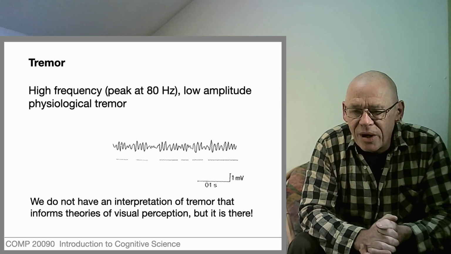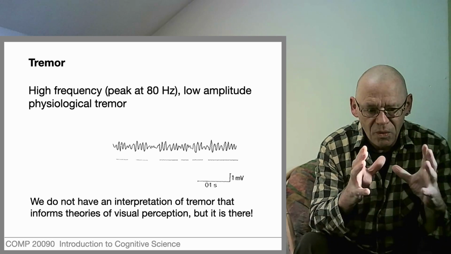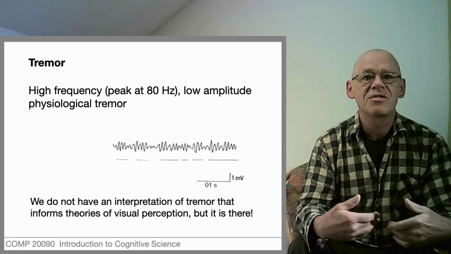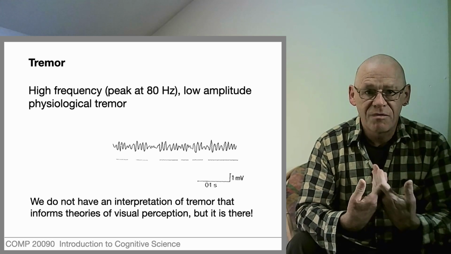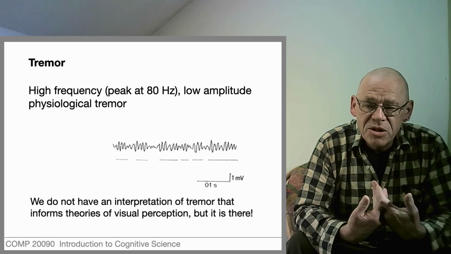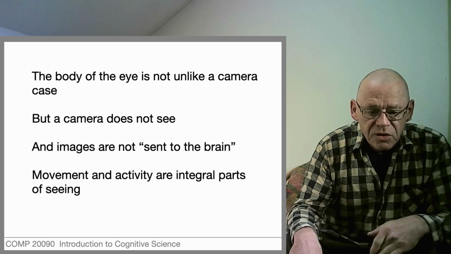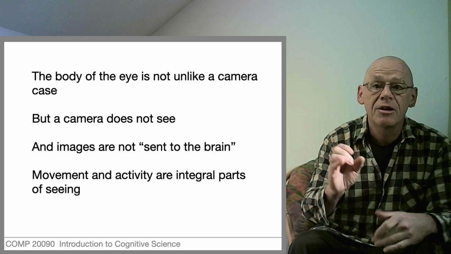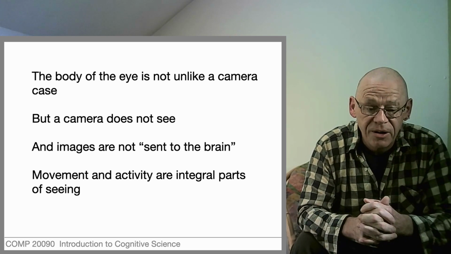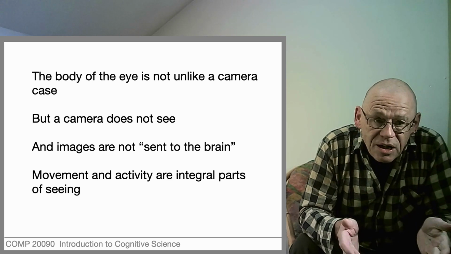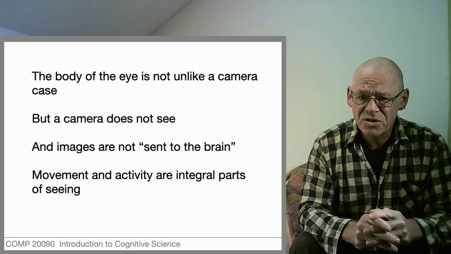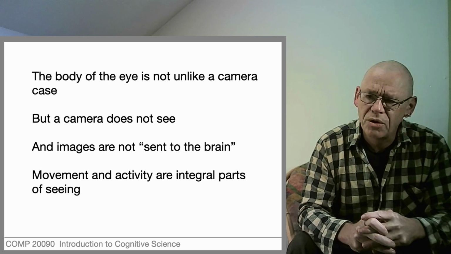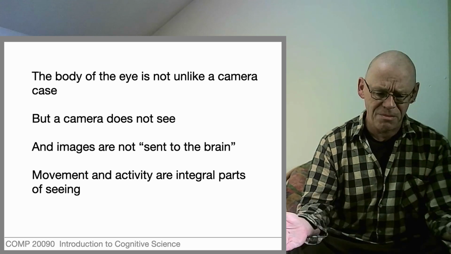But together, this makes it quite clear that the structural similarity of the camera and the eye is a bit misleading, because the business of seeing that the eye is involved in is a much more complex business and involves activity. So the body of the eye is not unlike the case of a camera, and the lens and the pupil bear structural similarity. But a camera, of course, does not see, and despite such talk being loosely used, there's no such thing as the sending of images to the brain. That is fantasy, mere fantasy.